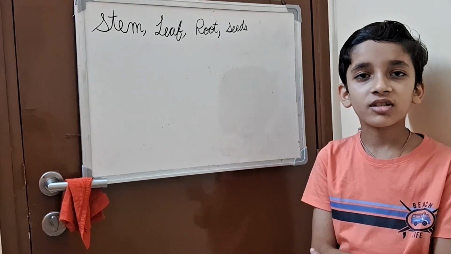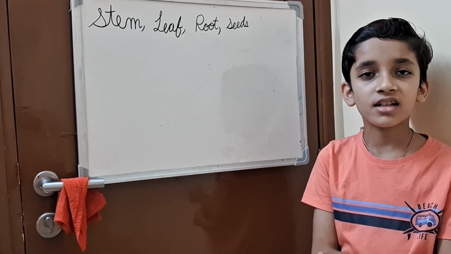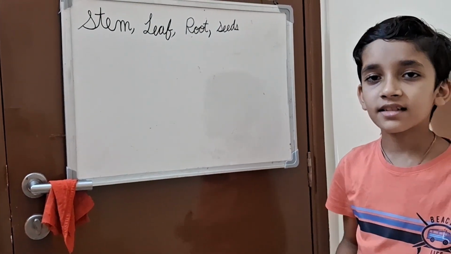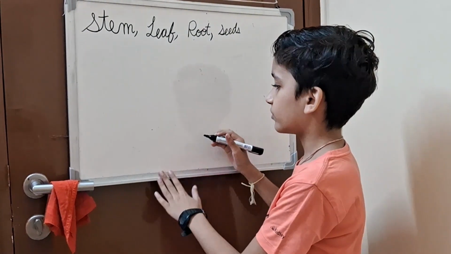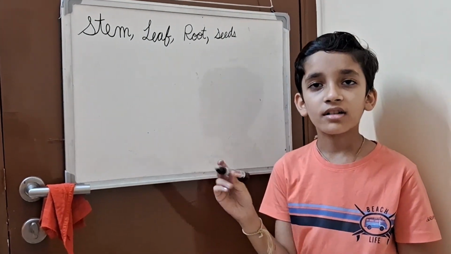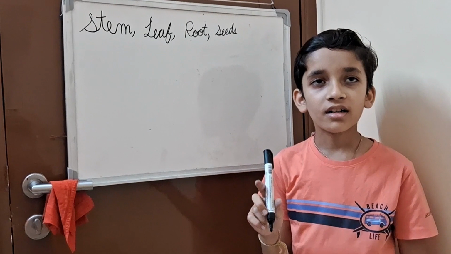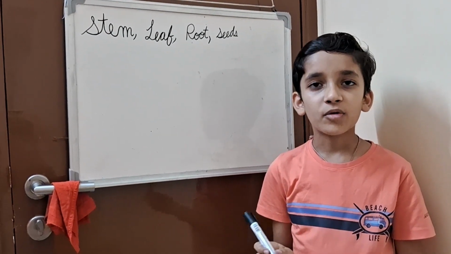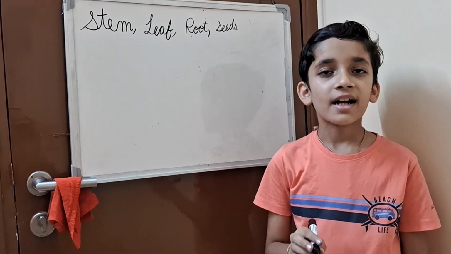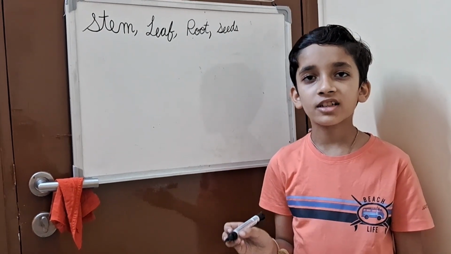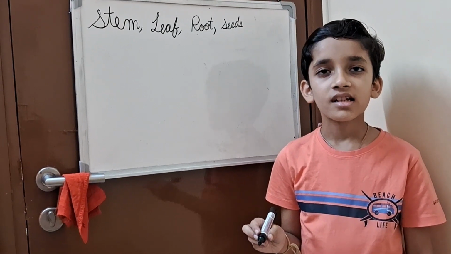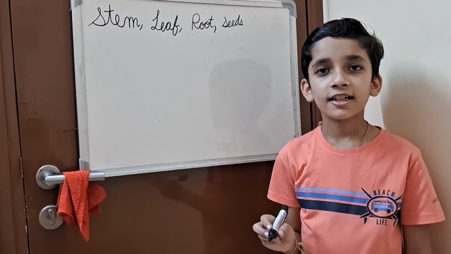So how does germination happen and what does germination need? Germination needs air, water and warmth. If one of them is missing or they are not in enough amount, the seed will not convert into a baby plant, and if it will not convert into a baby plant, how can a big tree come?